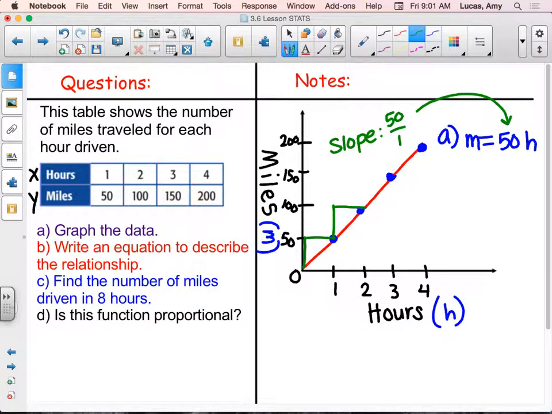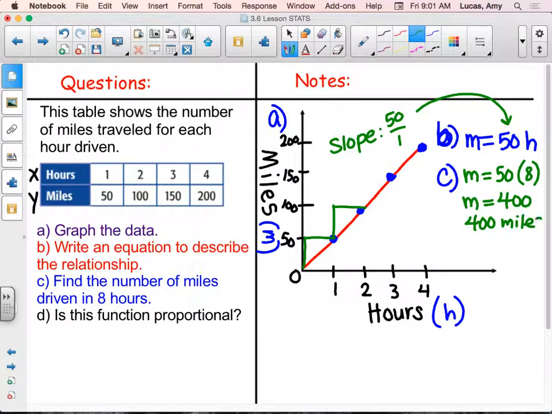Now, find the number of miles driven in 8 hours. Well, oops, this was part B. Part A was my graph. Sorry about that. This is part B. Okay, so then part C. In 8 hours, if I plug in 8 where the H is, 50 times 8 is 400. So 400 miles. And then part D, is this proportional? Well, it's a line and it goes through the origin, 0, 0. So yes, it is proportional.